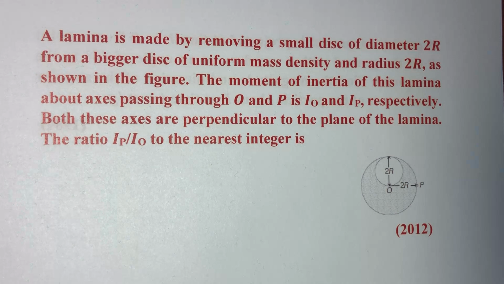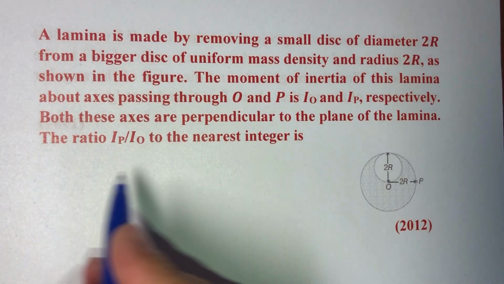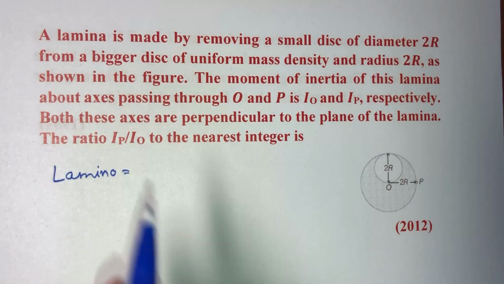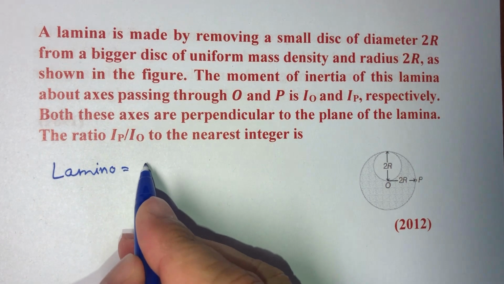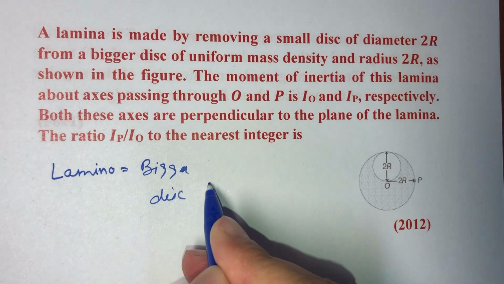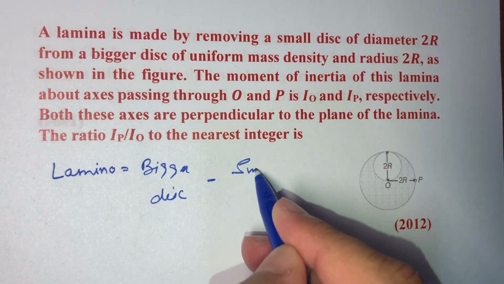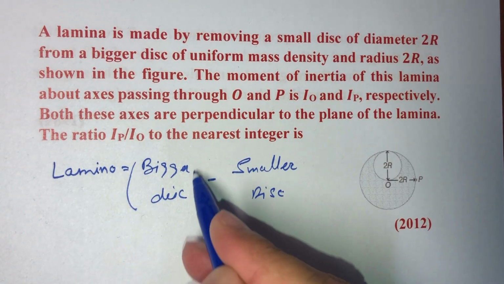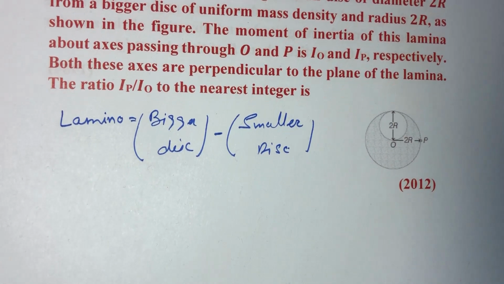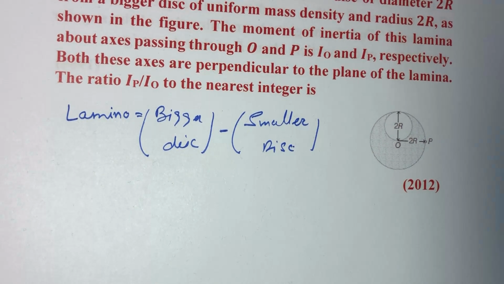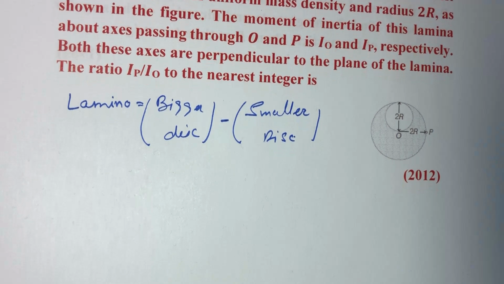So from the question it is clear that the lamina which we are going to get will be the bigger disk minus the smaller disk. So lamina is equal to bigger disk minus smaller disk. Then we have to find out the moment of inertia of the lamina with respect to point O as well as with respect to point P.